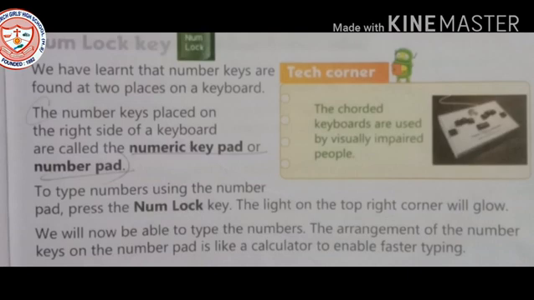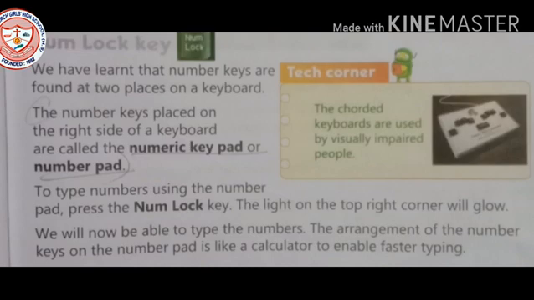To type numbers using the number pad, press the numlock key. The light on the top right corner will glow. We will now be able to type the numbers.